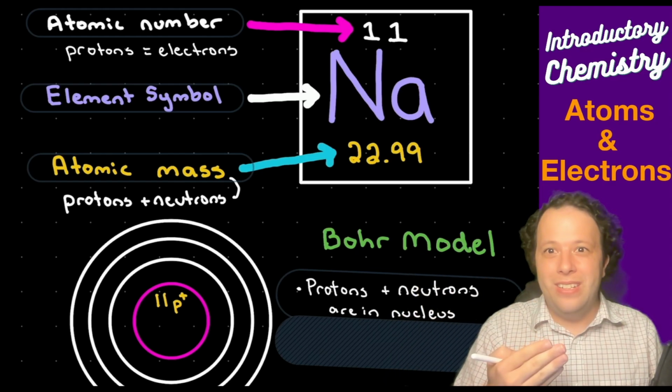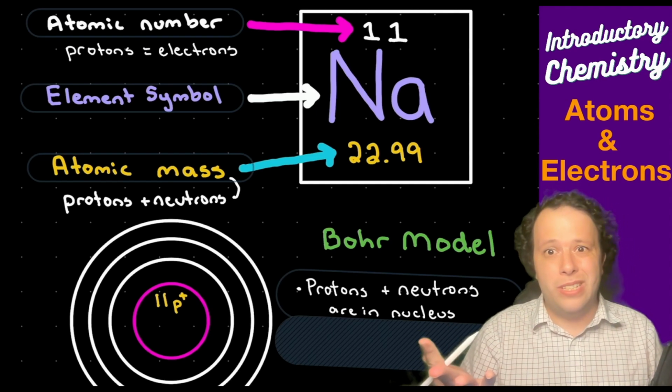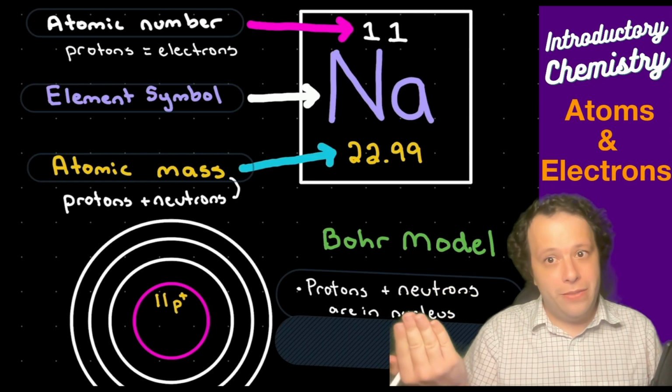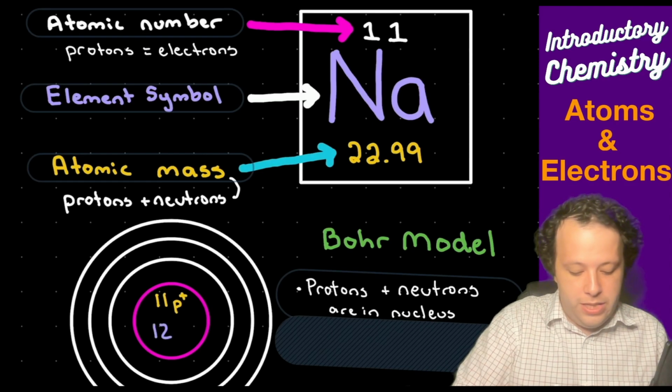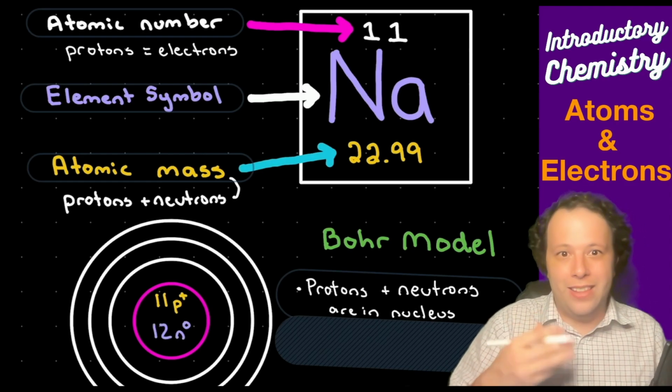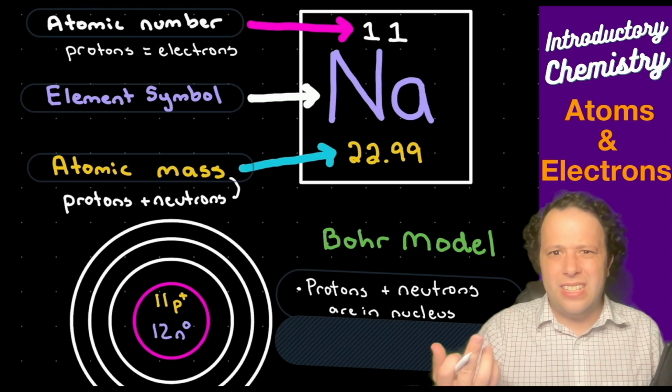Now, 23 is equal to protons plus neutrons. So let's do some simple math here. 23 minus 11. How many do we have left? We have 12 neutrons left. Notice if I add those two together, that equals your atomic mass. So that's everything that's inside.